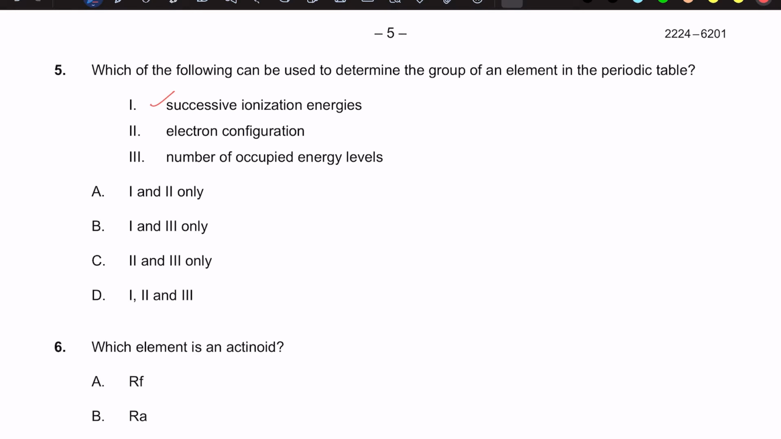Second is electron configuration. Obviously electronic configuration can be used. We can directly find the number of valence electrons and hence identify the group. Number of occupied energy levels. Now the third option might not be correct, because the number of occupied energy levels will give us the idea about the period, but a period can have multiple elements, right? So all of these elements will have different groups. So it will be impossible for us to identify the group of the element just by looking at the occupied energy levels. So the third one will be wrong. So the answer will be 1 and 2 only, which is option A.